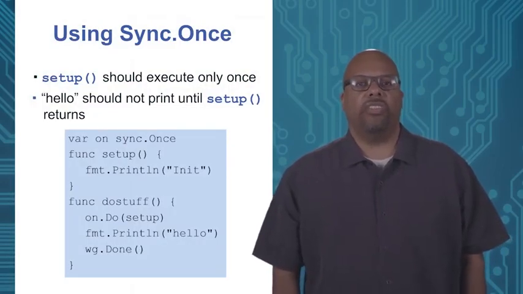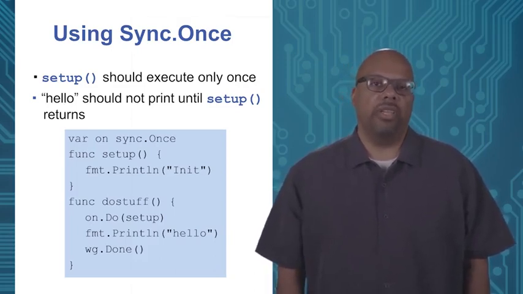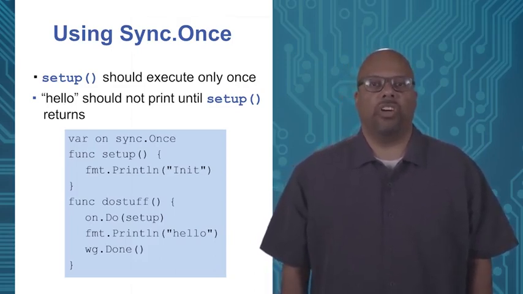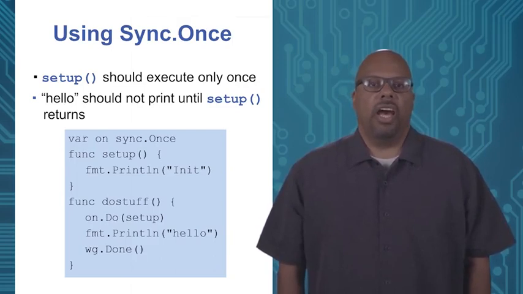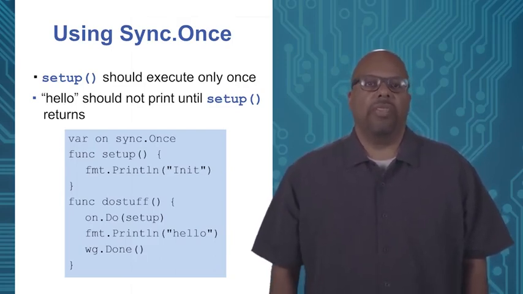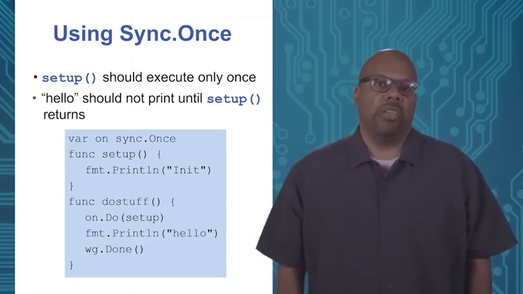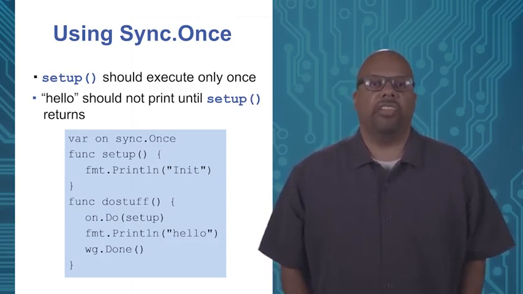So now you can see on this slide a few things. First, at the top, we're defining our sync.Once object, var on sync.Once. I called it on, call it whatever you want. Then I define this function called setup. This function called setup is what I want to execute once. Think of this as my initialization.